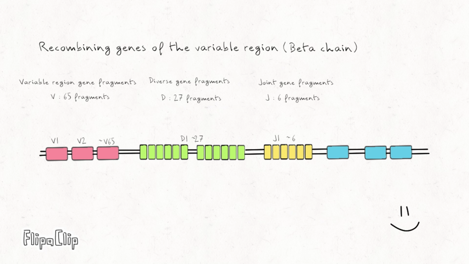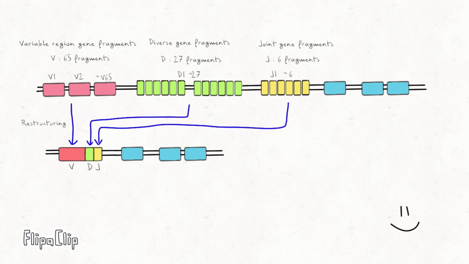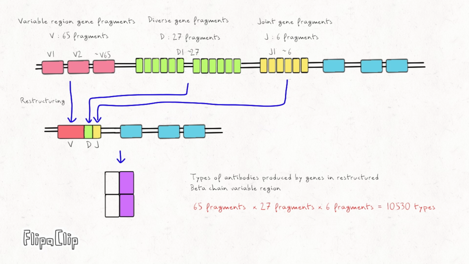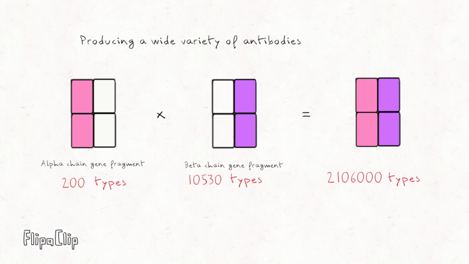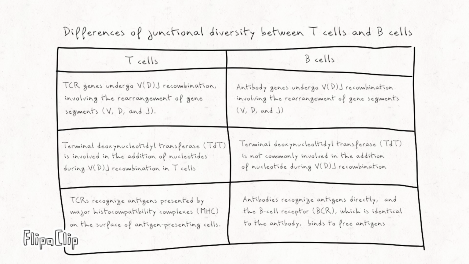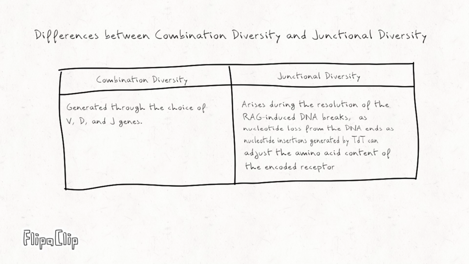For recombining genes of the variable region in the beta chain, there are 65 variable region gene fragments, 27 diversity gene fragments and 6 joining gene fragments. After rearrangement, these fragments join to generate VDJ combinations. 65 variable region gene fragments, 27 diversity gene fragments and 6 joining gene fragments can generate 10,530 possible VDJ combinations for the TCR beta chain. There are 200 types of TCR alpha chain and 10,530 TCR beta chain, which make as many as 2,106,000 different types. These are the summary of the difference of junctional and combination diversity between T cell and B cell.